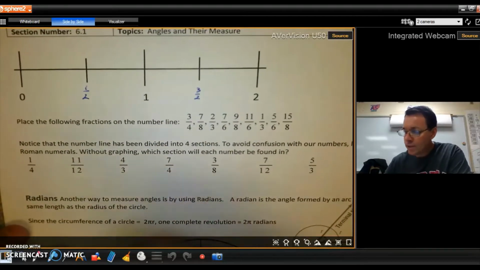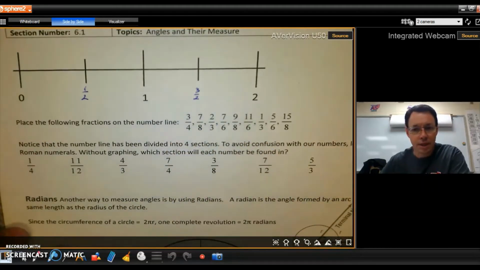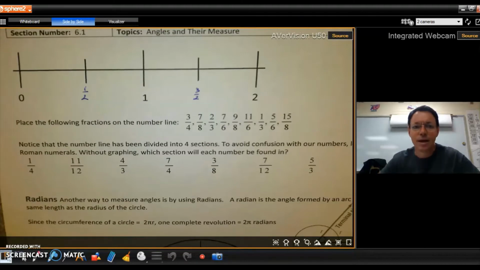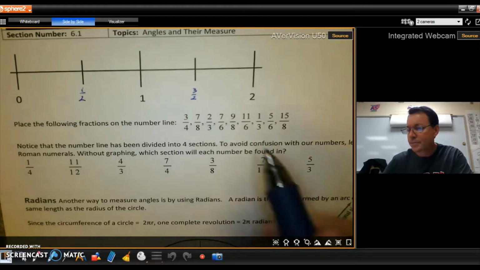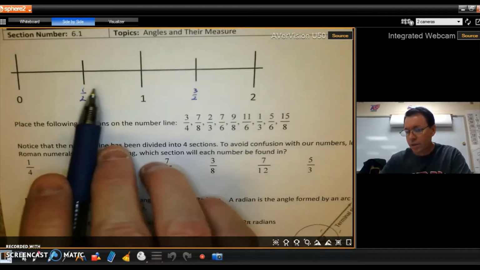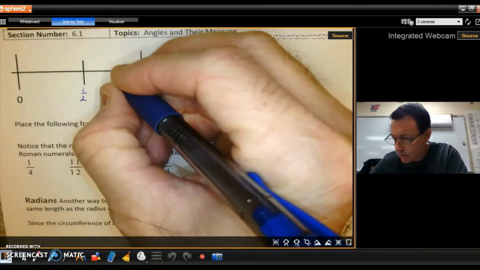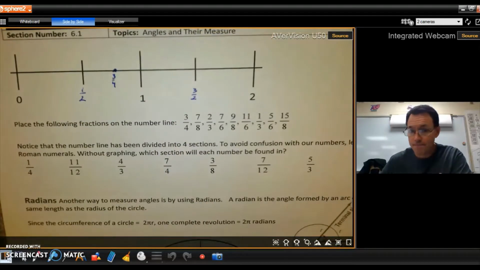What I want to do is take all of these fractions and place them on the number line as closely as you can. They're not going to be exact, but as good as we can. For example, I've got 3/4. Think about where 3/4 would go. There's a half, there's 1, so it's going to be right in the middle. That's 3/4.